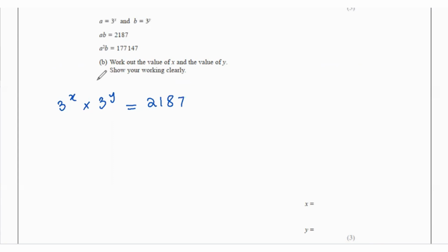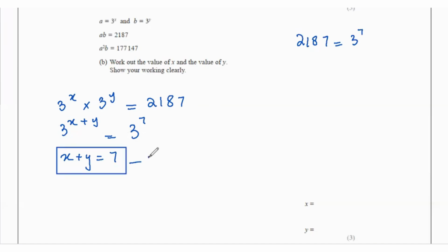So 2,187 is the same as 3 to the power of 1, 2, 3, 4, 5, 6, 7. To the power of 7. So you can rewrite this as 3 to the power of x plus y. We combine the powers because bases are similar, equals 3 to the power of 7. Since we have similar bases on both sides, we can put the powers equal to each other, and x plus y equals 7 is our first equation.